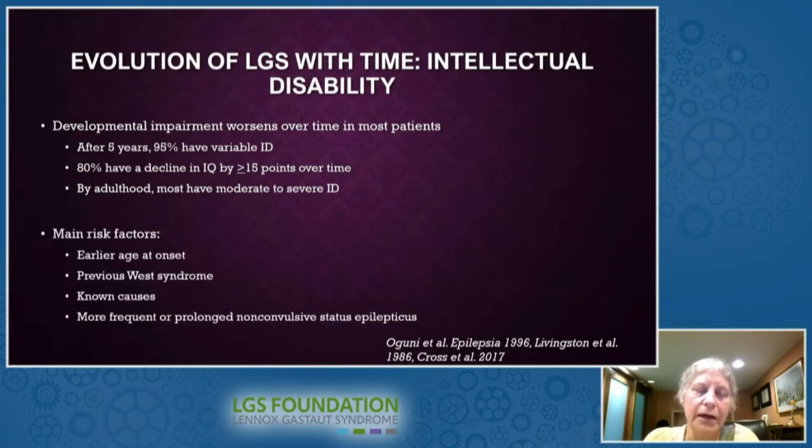And then looking at what are the risk features for intellectual disability and the degree of intellectual disability. So persons with earlier age at onset, those who have had prior West syndrome, known causes and specific causes, particularly some of the genetic causes or structural causes. And then it is felt that more frequent or prolonged non-convulsive status epilepticus also does have a cognitive cost.